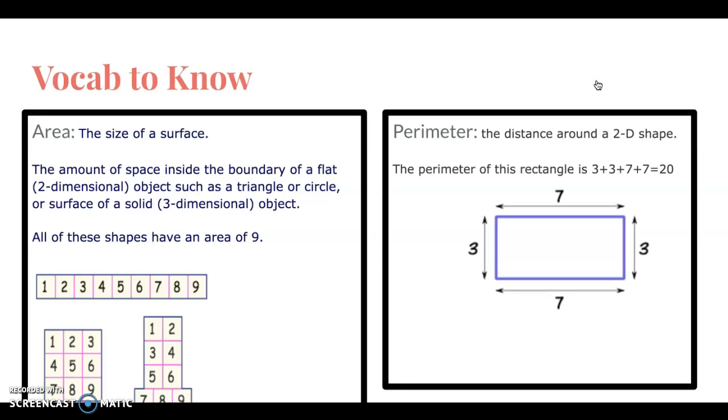The next word you need to know is perimeter, and perimeter is the distance around a 2D shape. The perimeter of the rectangle below is 3 plus 3 plus 7 plus 7, which will equal 20.